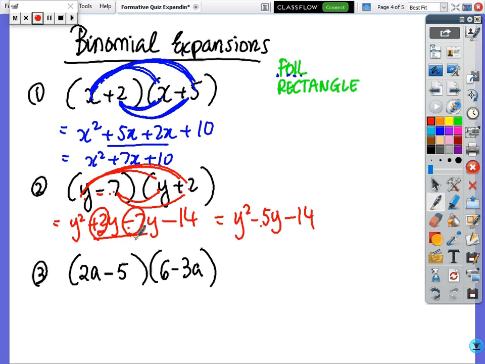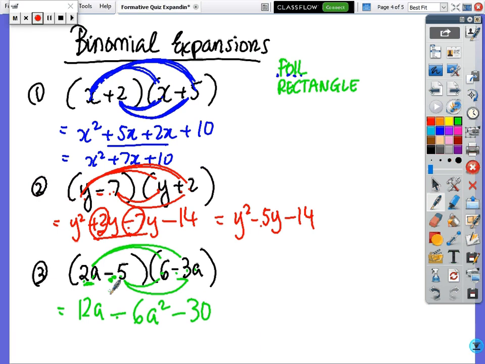I'll change colours so it stands out. First, outside, inside, last. Equals 2a times 6 is 12a. A positive times a negative is a negative. A positive times a negative is a negative. 2 times 3 is 6. A times a is a squared. A negative times a positive is a negative. 5 times 6 is 30. A negative times a negative is a positive. 5 times 3 is 15. And then we've got the a.